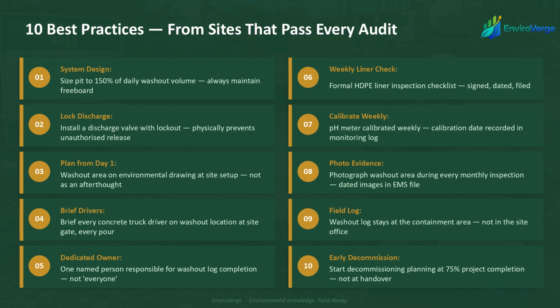9. Keep the washout log at the containment area, not in the site office. The log is a field document. It should be where the work happens. 10. Begin decommissioning planning at 75% project completion. Liner disposal, sludge drying and classified waste removal, pit backfill and reinstatement, these take time and planning, not something to address in the final week.